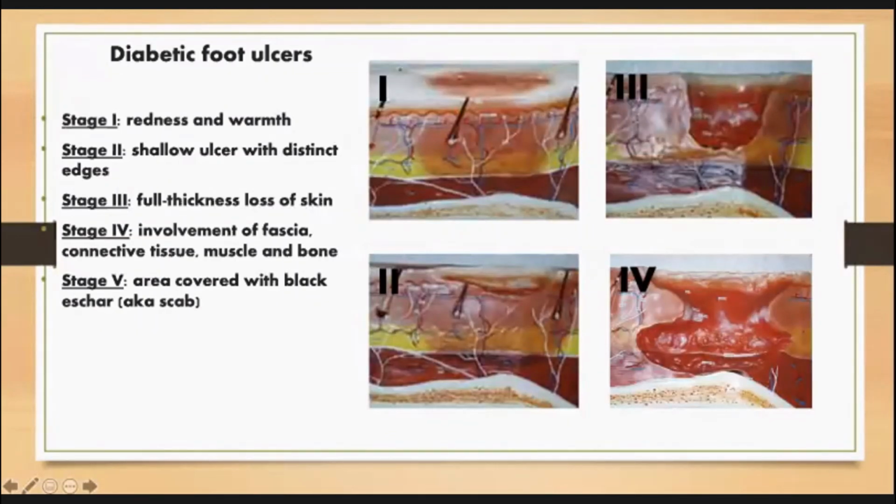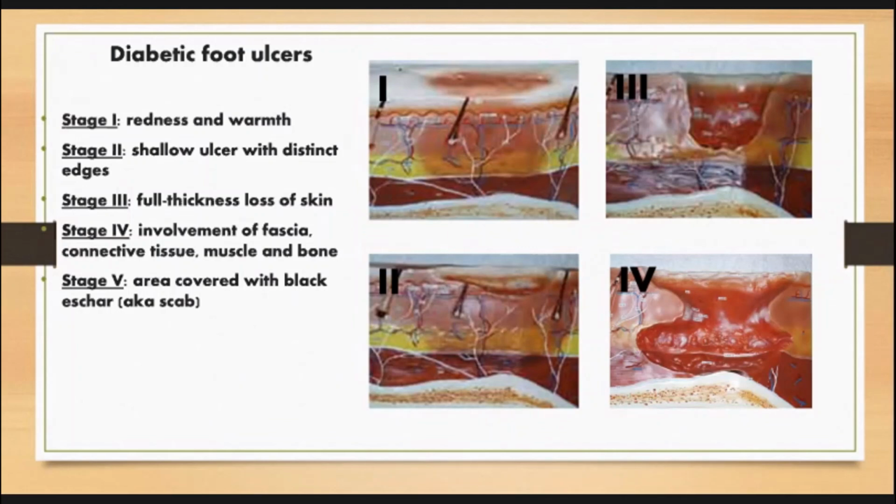Okay, so these are the stages of your diabetic foot ulcers. Stage 1, you have just redness and warmth of your diabetic wound. Then there's a shallow ulcer with distinct edges. That's stage 2. Full thickness or loss of skin, that's stage 3. And involvement of the fascia, connective tissue, muscle, and bone, that's stage 4. And the area covered with black eschar or the scab, that's stage 5.